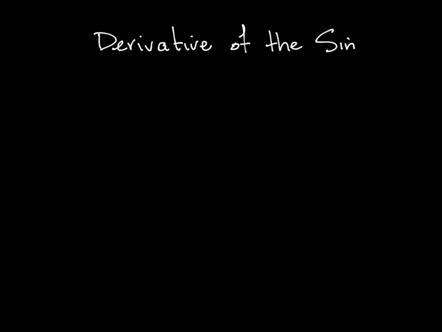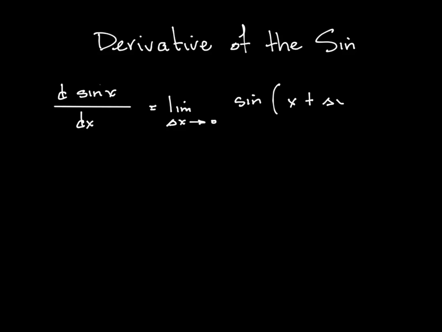How do we find the derivative of the sine function? We're going to start by recalling the difference quotient, taking the limit of the difference quotient as delta x approaches 0. We'll start by writing the limit as delta x approaches 0 of the sine of x plus delta x minus the sine of x divided by delta x. So that's our difference quotient that we know from pre-calculus.